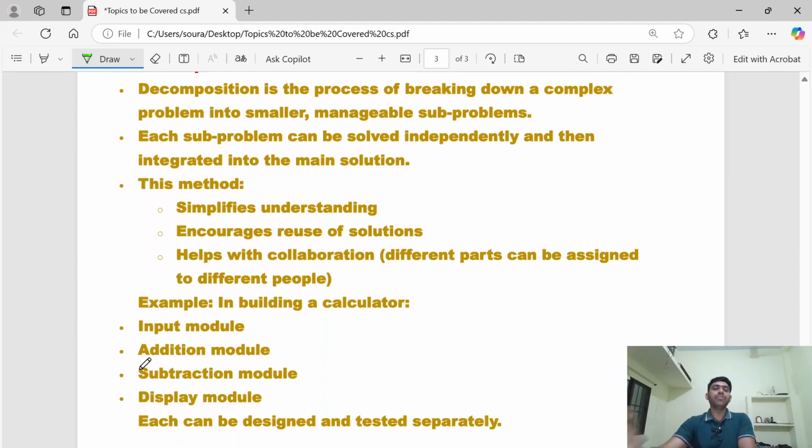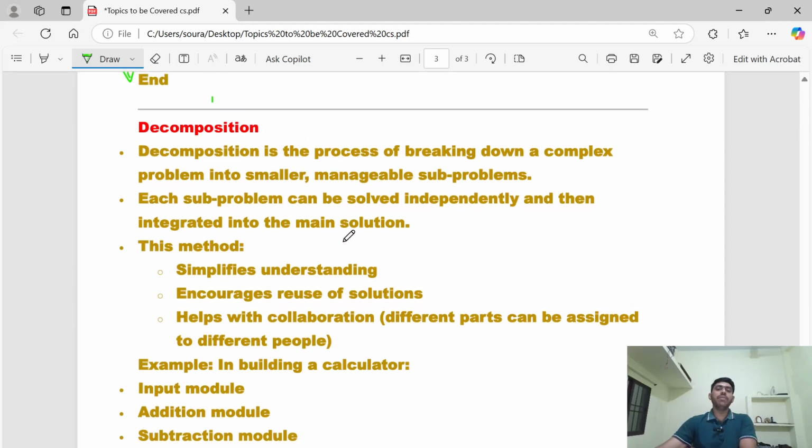Then the final one, decomposition. Decomposition is the process of breaking down a complex problem into smaller, manageable sub-problems. A large problem is divided into a number of sub-problems. Each sub-problem can be solved independently and then integrated into the main solution. First you divide the problem into a smaller number of steps, then you solve each one, then integrate them again into the main solution.